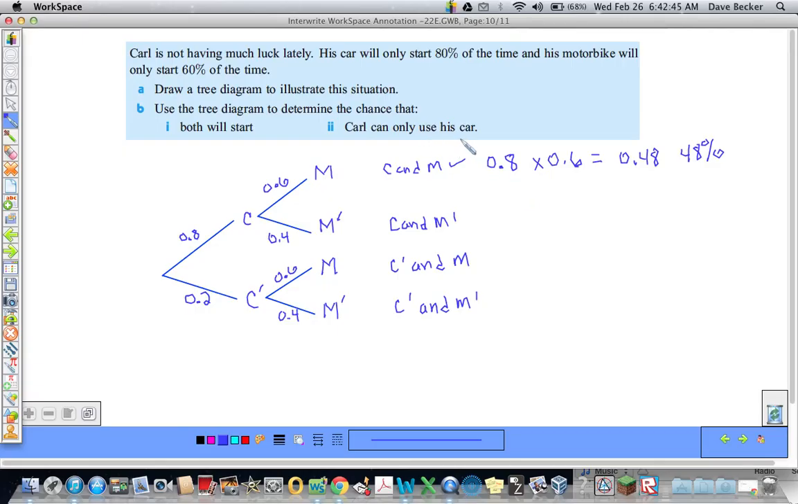What's the probability that Carl can only use his car? Well, if he can only use his car, that means the car starts and the motorbike will not start. And that occurs only here, car and not M. So I just follow the branches along that path and I multiply the probabilities. 0.8 times 0.4 equals 0.32. So there is a 32% chance that he will be able to use his car and not use his motorbike. Carl, you got to find some better transportation, my friend. I'm just saying. Life's too difficult for you.